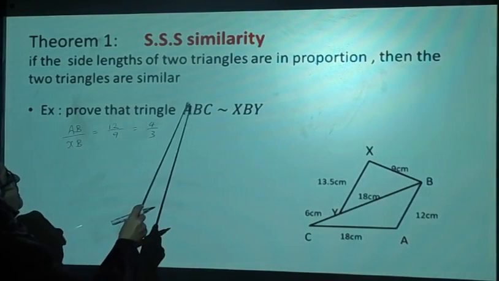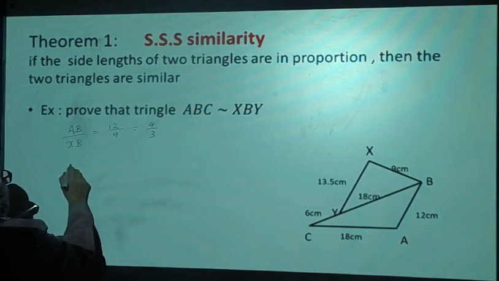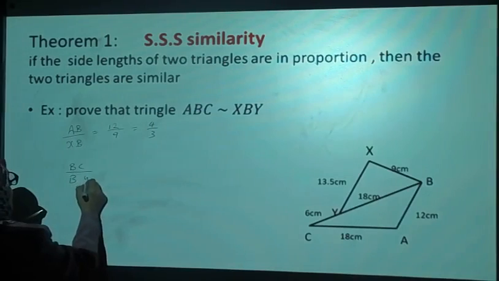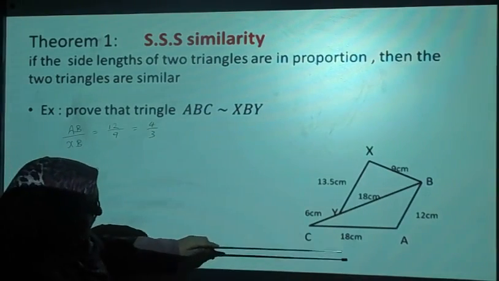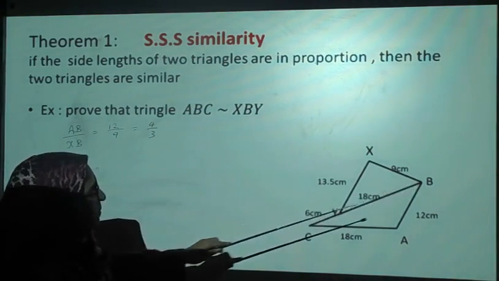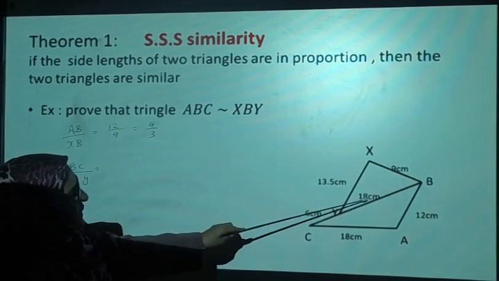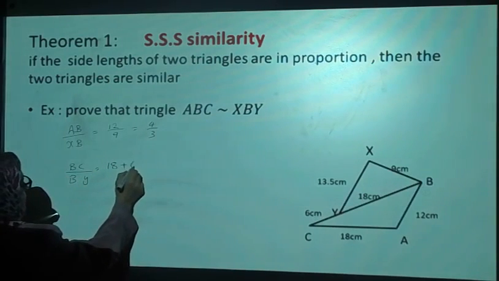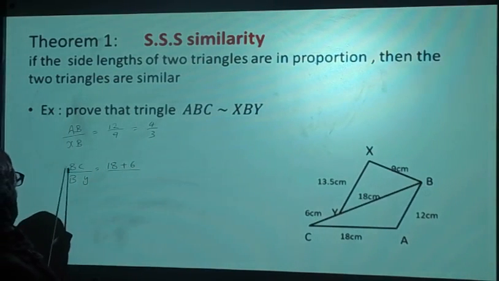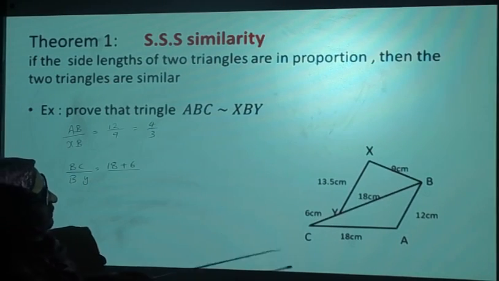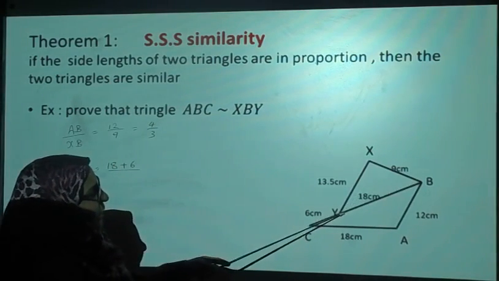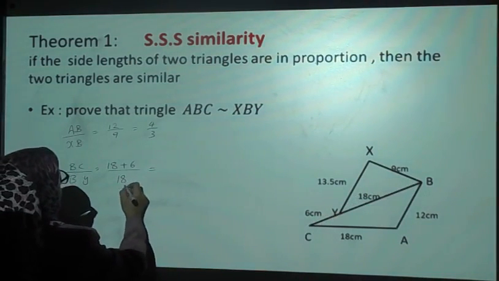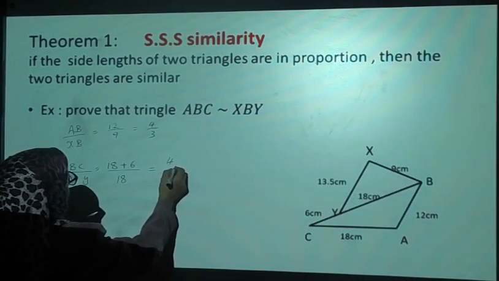Now let's go to the second ratio, which is BC over BY. BC equals 18 plus 6, over BY. What about BY? It's only 18. So now the ratio is also 4 to 3.